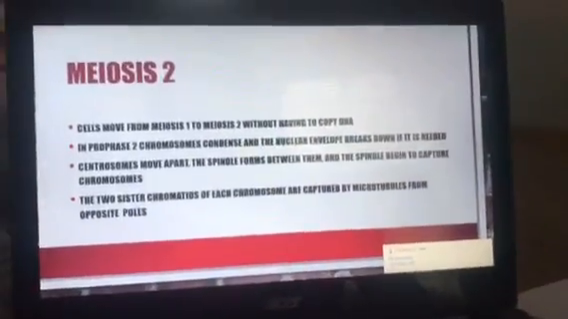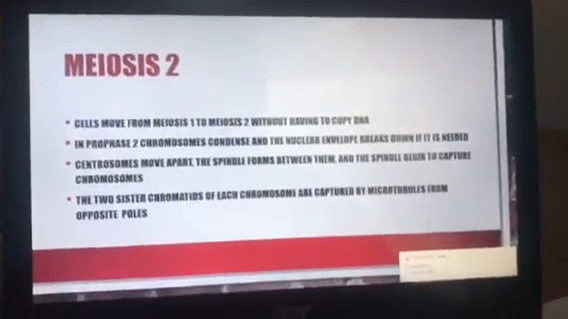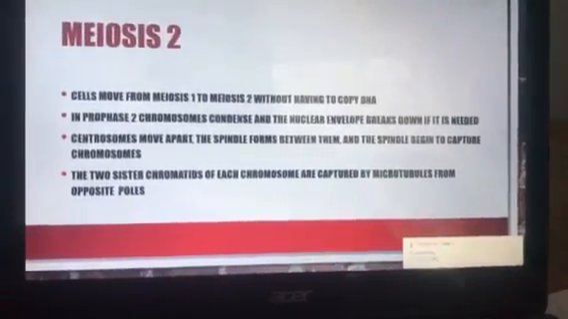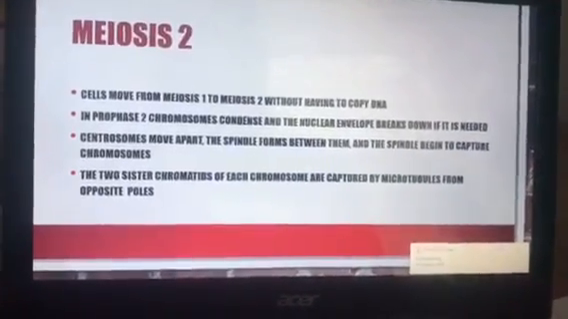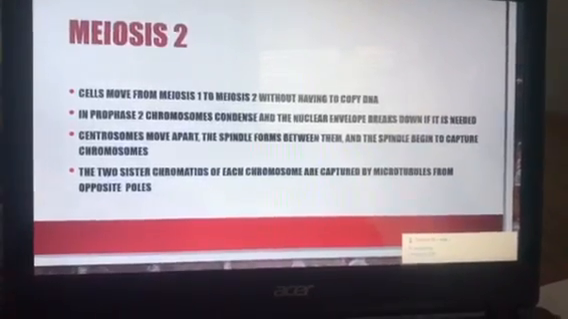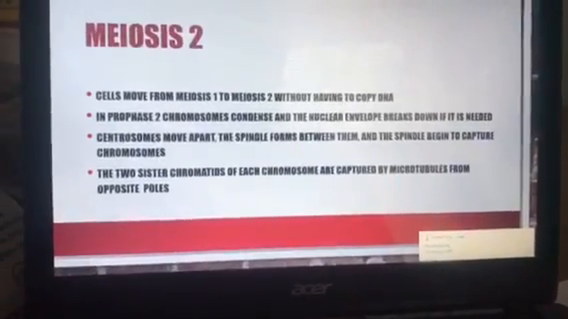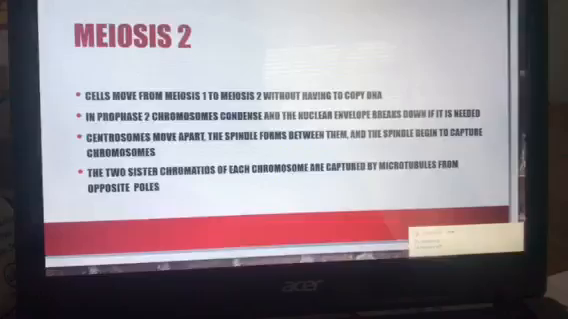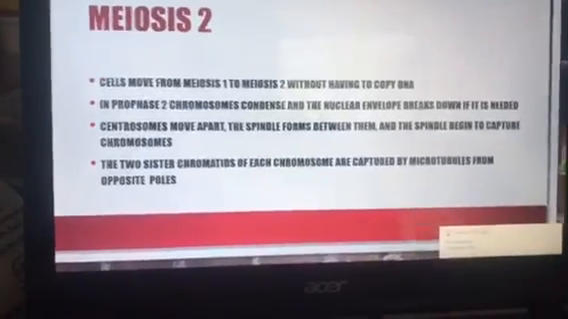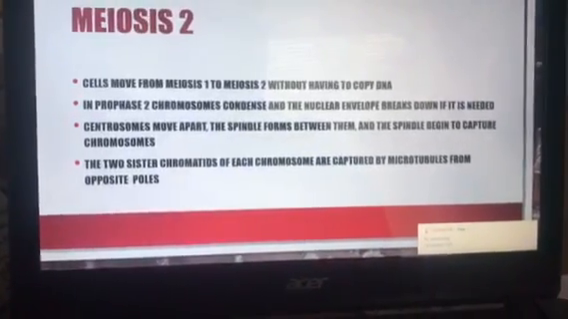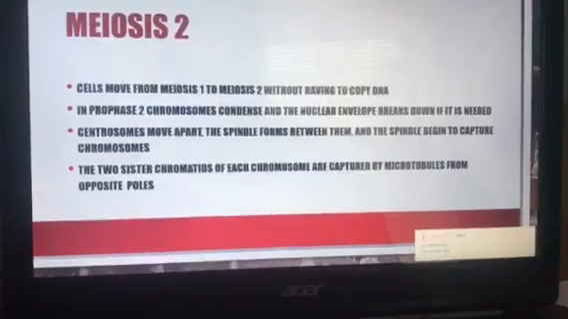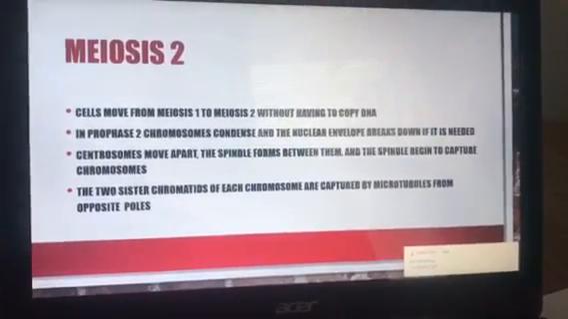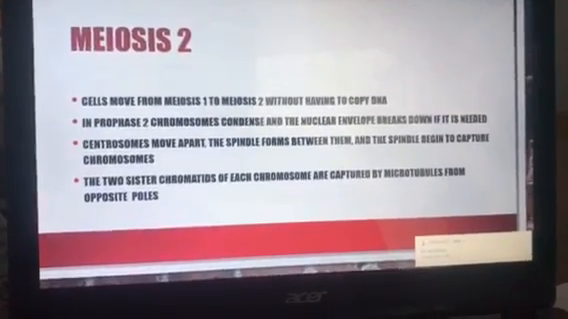In meiosis 2, this is the second stage that it goes through. Cells are able to move from meiosis 1 to meiosis 2 without having to copy DNA. It's actually a lot more simple. Meiosis 2 has less detail and fewer steps that they have to go through than meiosis 1.